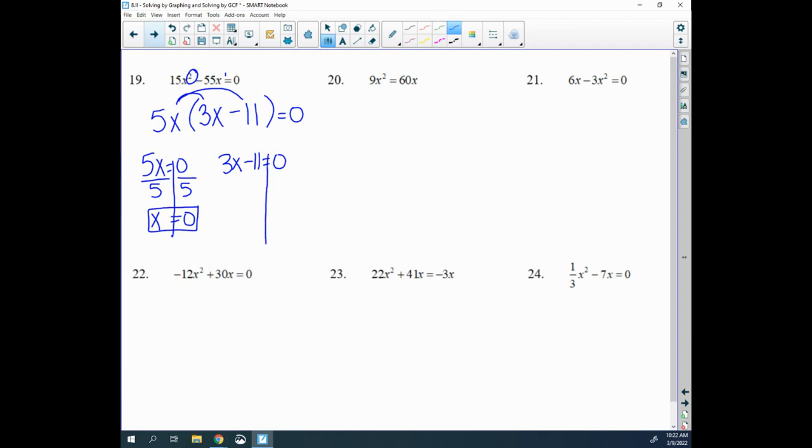What do I need to do first over here? Good, to undo subtracting 11, we need to add 11. And what's my next step? You said divide by 3, you're right. Notice this one is not a pretty answer. 11 over 3 is not a pretty number. It's not an integer, but that's okay. It's still fine. It's still a number.